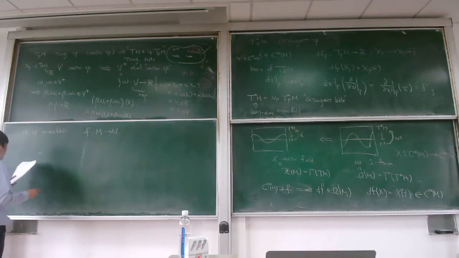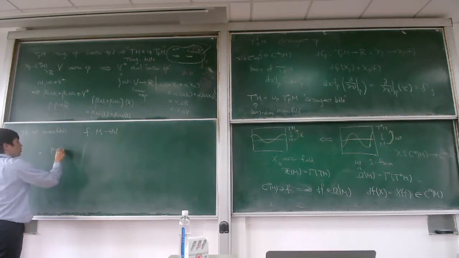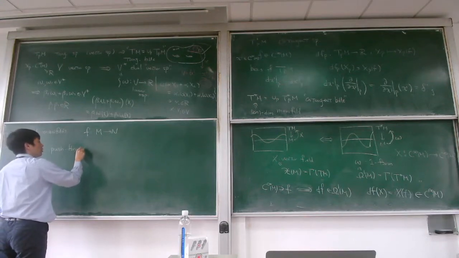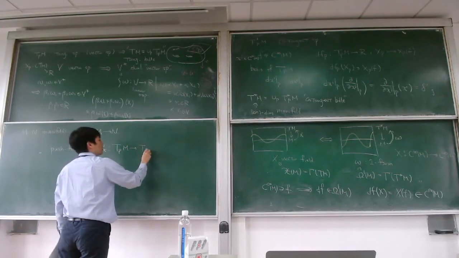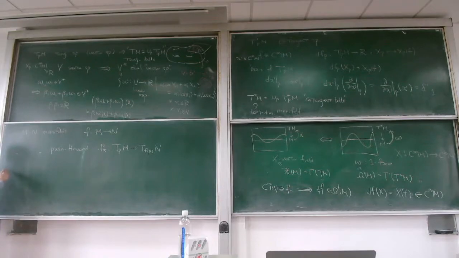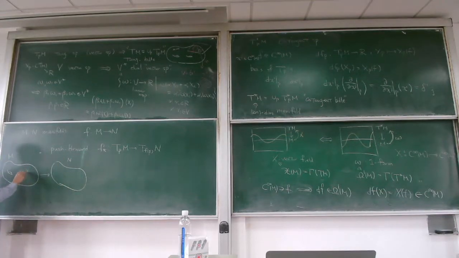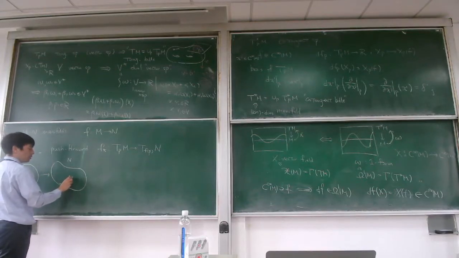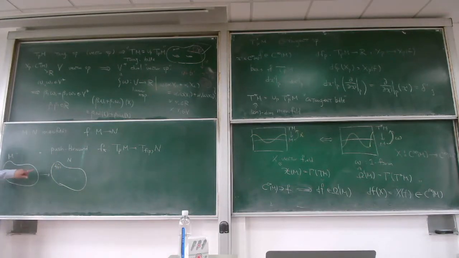So we would like to understand this. This map induces the push forward of the tangent space of M to the tangent space of N. So now what we are thinking about is the manifold M being mapped to some other manifold N, and the point P is mapped to some point f of P. This point is mapped to some point here.